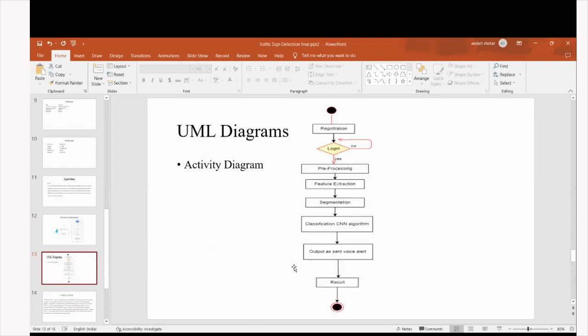Next is the UML diagram. In this, the first step is registration, then login by the user. Data will be processed using the CNN algorithm. Then it sends voice alerts as output.